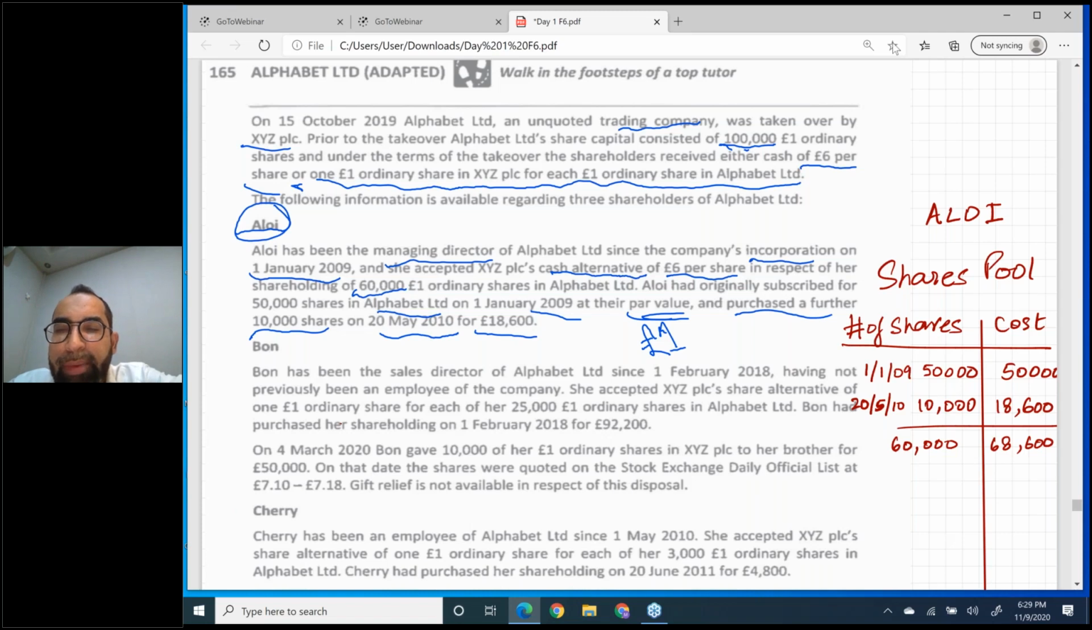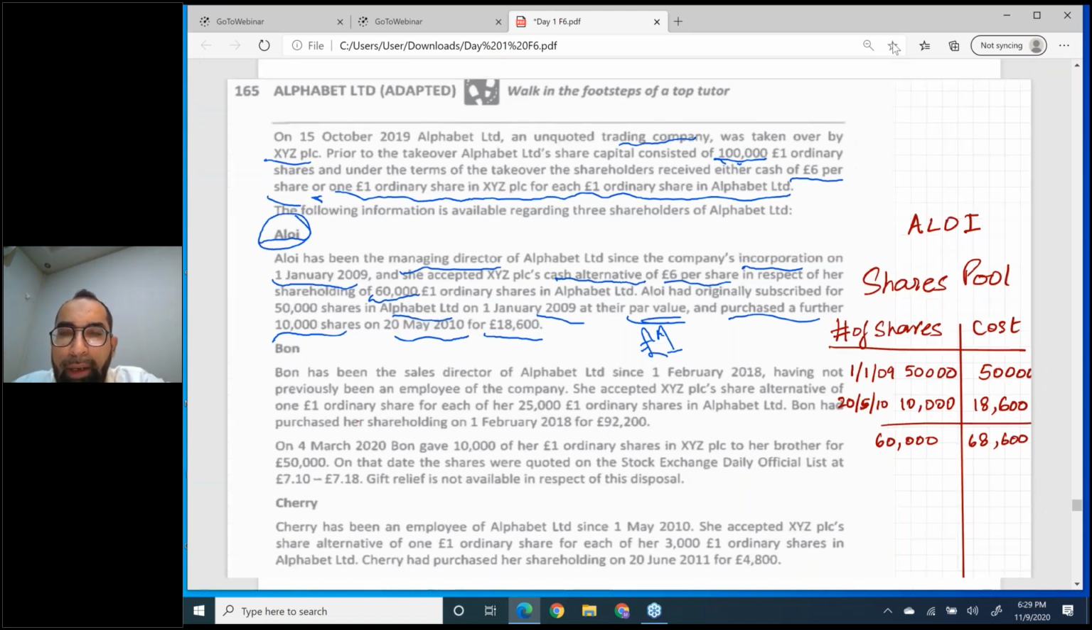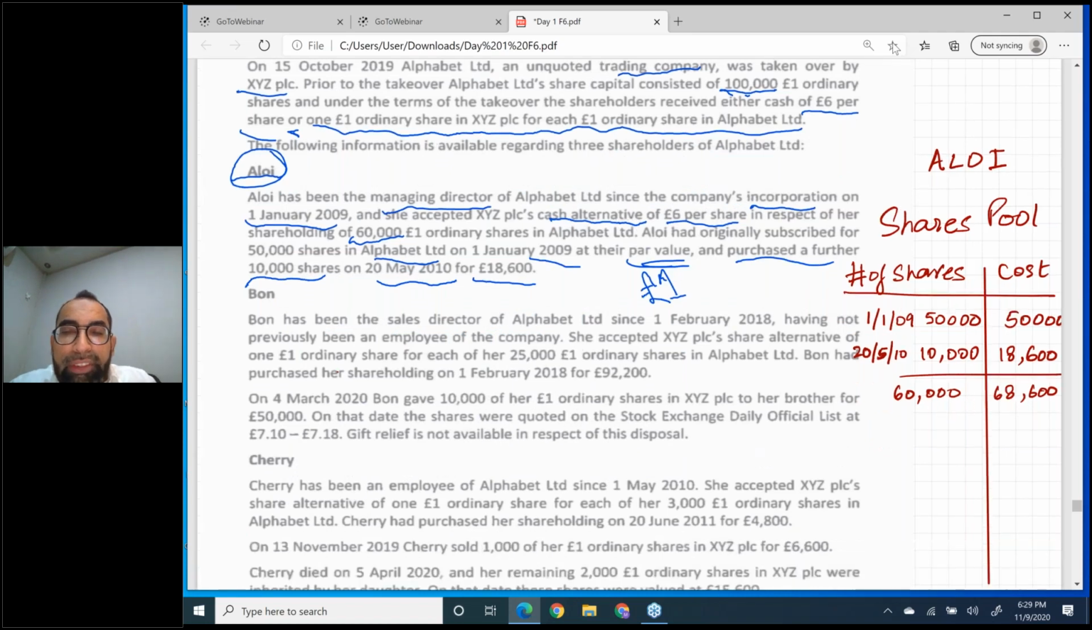I have made the pool for you. This is the pool for Alloy. Check the screen with the red pen. Number of shares: first, this lady bought 50,000 shares from the company at par value, and par value is £1, so 50,000 multiplied by £1 is 50,000. Then after 1 year, she bought 10,000 shares for £18,600. In one column we'll add the shares, in the other column we'll add the cost. Very simple. What is the cost of these total 60,000 shares? The cost of these 60,000 shares is £68,600.